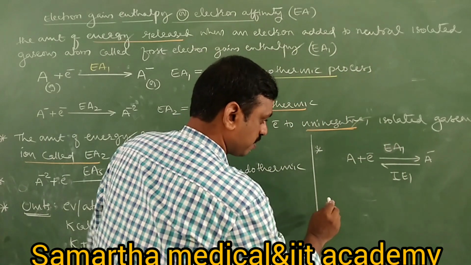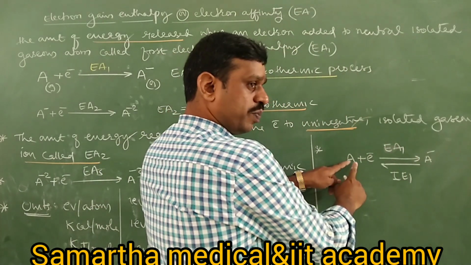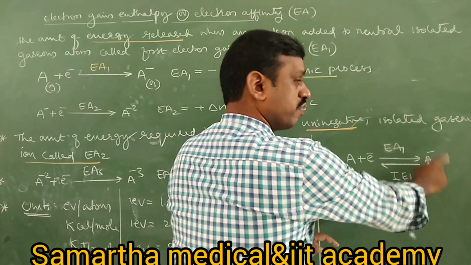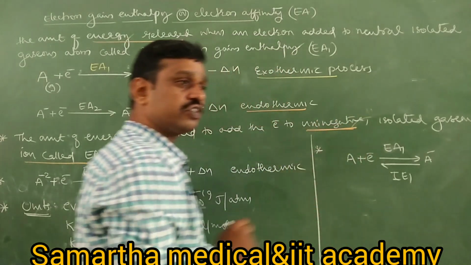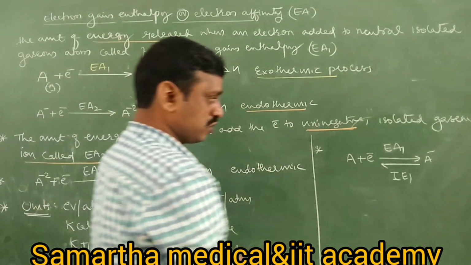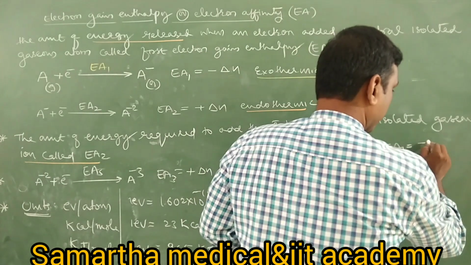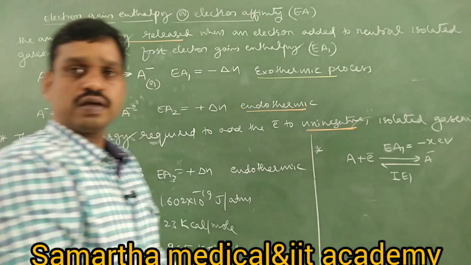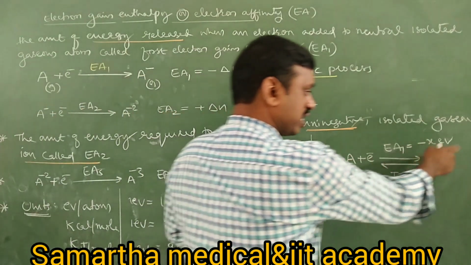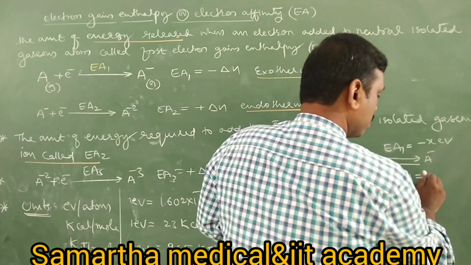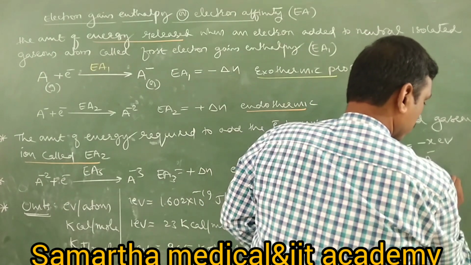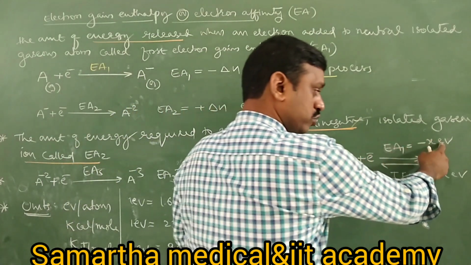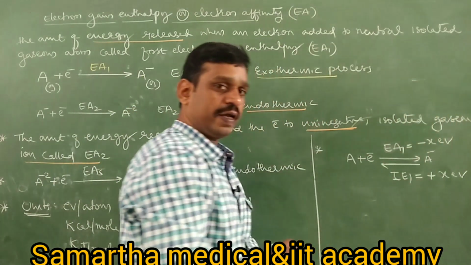Now, can I write like this? First electron gain enthalpy of A equal to first ionization enthalpy of A minus. But what is the change? Suppose EA1 is equal to minus X electron volt, because EA1 is always negative. Then what is IE1? Plus X electron volt. Only difference is sign, because EA1 is always exothermic, IE1 always endothermic, right?